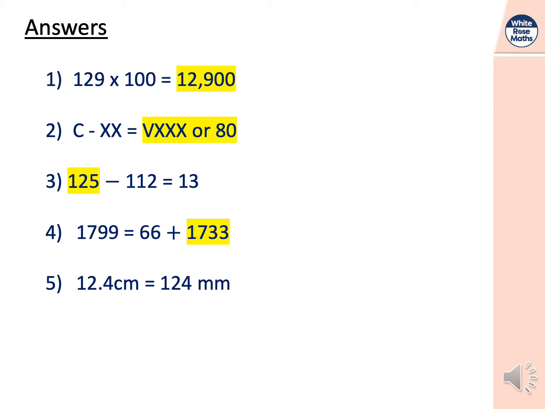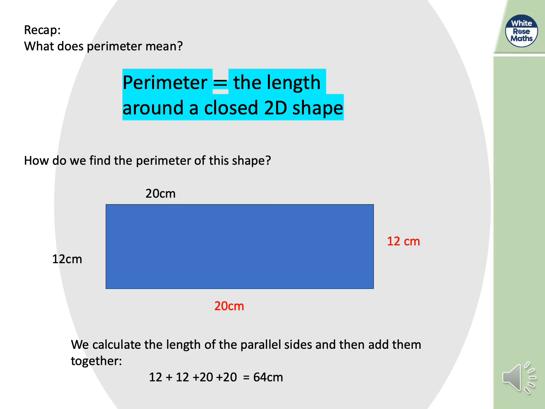How many did you get right? And what time did you manage to get them all right in? Okay, let's have a little recap of the last couple of days. So, what does perimeter mean? Jot it down, see if you can get it right. How do we find the perimeter of this shape? I'm going to give you a couple of seconds to think about it.